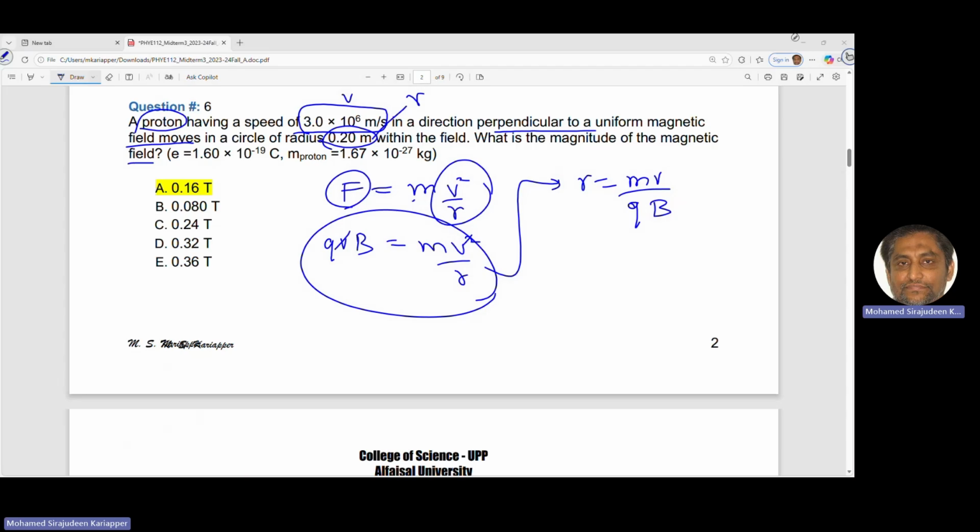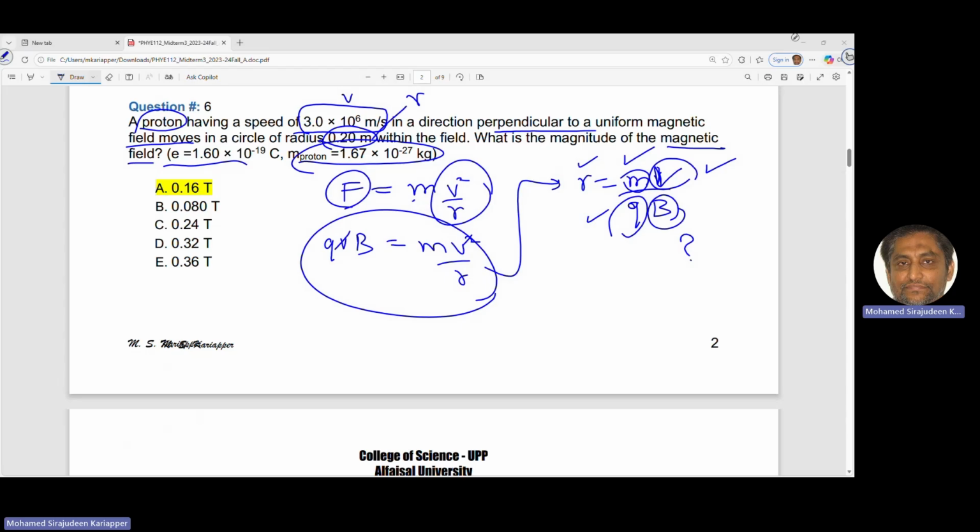So that's it. It's a matter of just substituting into this and finding the unknown. The unknown is obviously the magnetic field. Everything else is given. R is given, substitute. Mass of the proton is given, substitute. Charge of the proton is given, substitute. Speed is given. Everything else is given except the magnetic field, so you can find the answer.